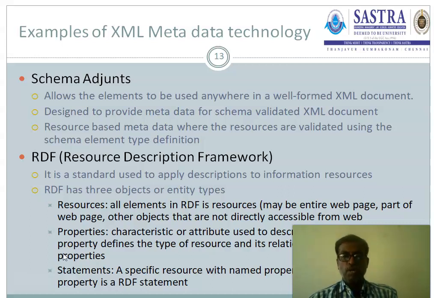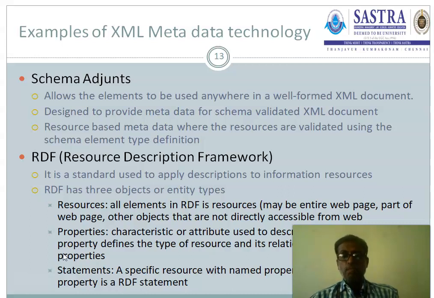The next metadata language, RDF, resource description framework. It is also a standard used to apply the description for the information resources. It has three object or entity types: resources, properties, and statements. Resources, everything is called a resource. It may be a whole document, part of the document, or any other objects like images or pictures or animation, right? Anything available, accessible in the resource is called a resource in RDF.